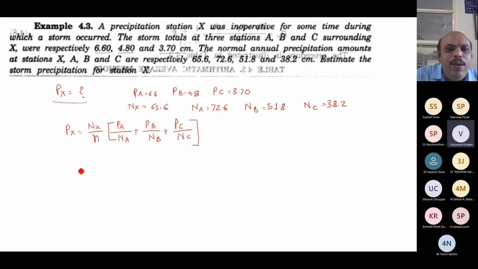Okay, now simply put the values in the formula and work out the required answer. What is value of small n here? 3. Correct, it is 3. There are 3 index stations. Total there are 4 stations. See, this is X. Okay, and surrounding that there are 3 stations, A, B and C. So value of index station is 3.